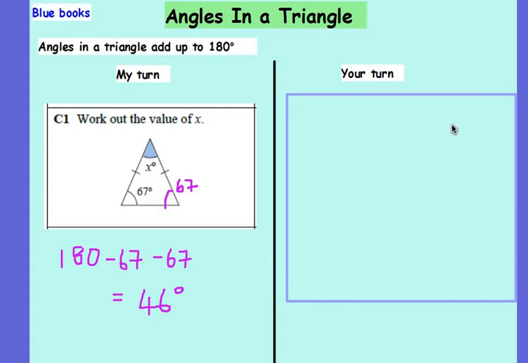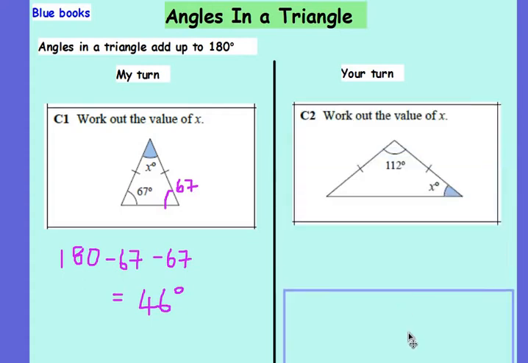Over to you, Year 7. In your dark blue books, can you have a go at this example for me? Work out the value of x. Pause the video for a couple of minutes and work it out now, please.